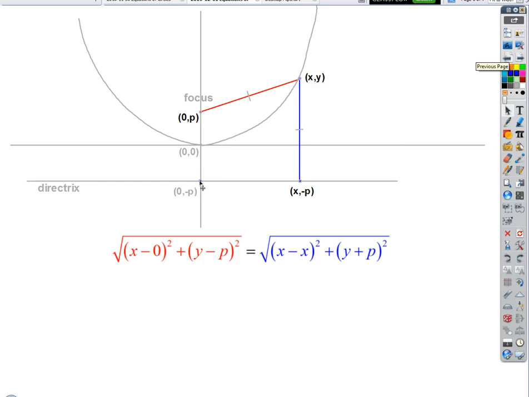All I want you to get today, I don't want you to be able to do any algebra. I just want you to be able to see how we built that equation.